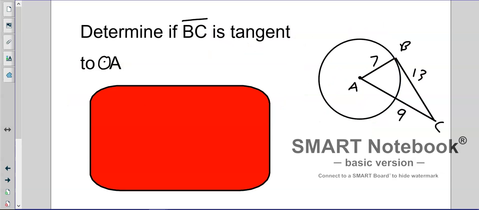Determine if BC is tangent to the circle A. So if it is tangent, that means it's a right angle here. So our good friend Pythagoras says, here is my hypotenuse. But the tricky thing is, you think, wait, 9 is too small to be the hypotenuse. You have to remember, this is a radius, this is a radius. This is 7, which means the hypotenuse is 16. That is bigger than the other 2 numbers. That works out.